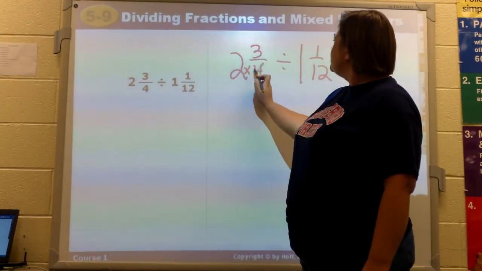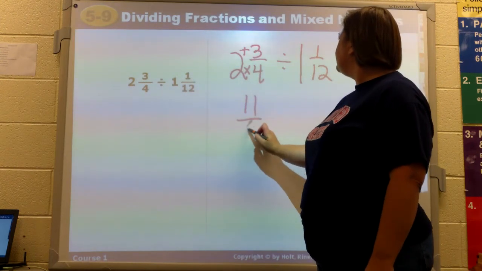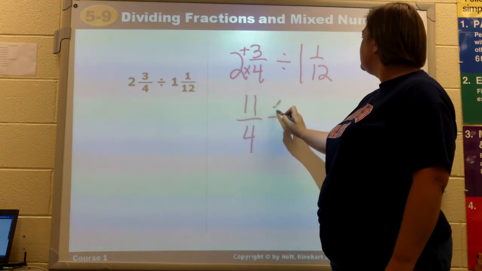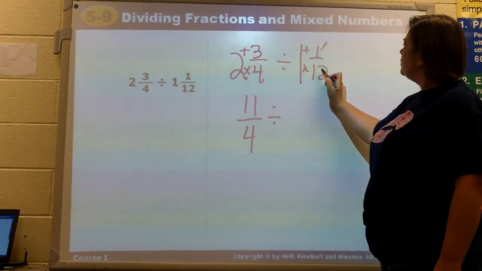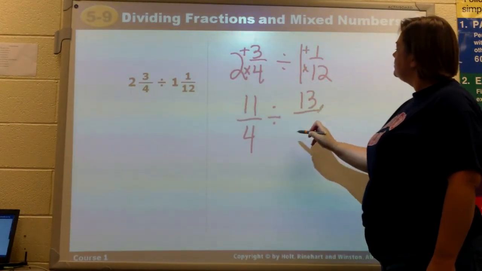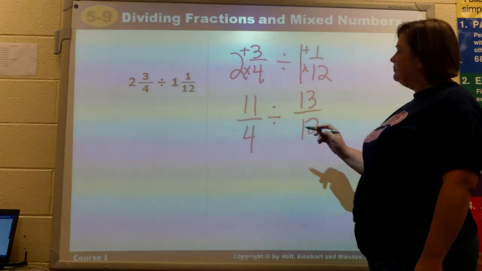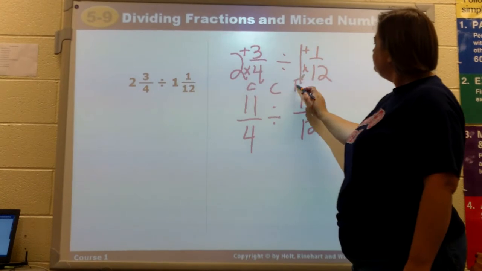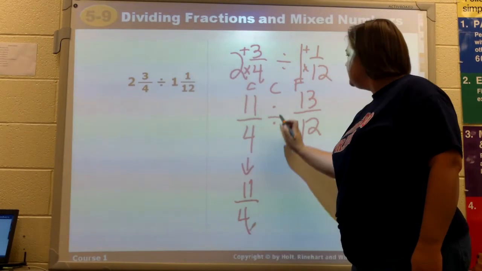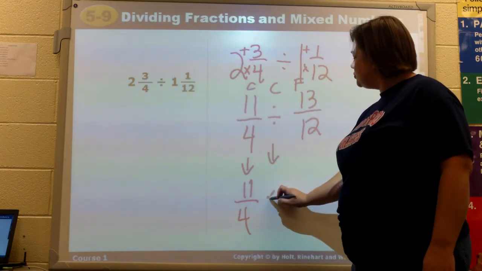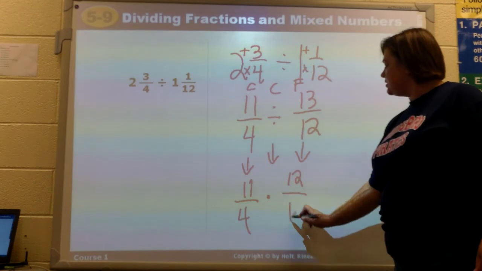So I'm going to do 4 times 2 is 8, plus 3 is 11/4, divided by 12 times 1 is 12, plus 1 is 13/12. And now I'm ready to do copy, change, flip. I copy the first one, 11/4, change the sign to multiplication, flip the second one to 12/13.